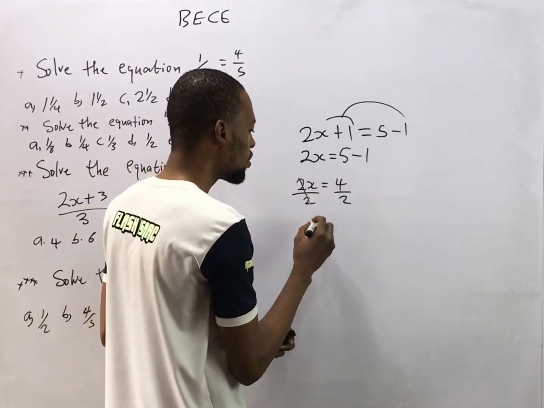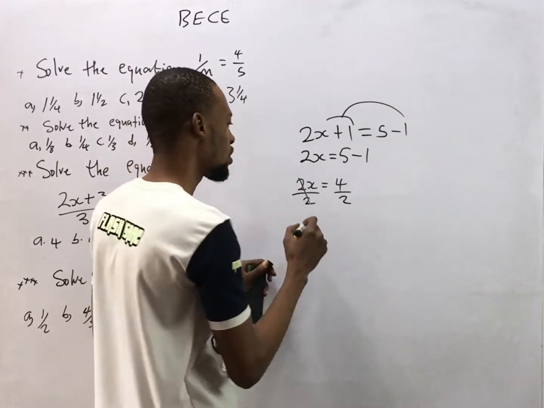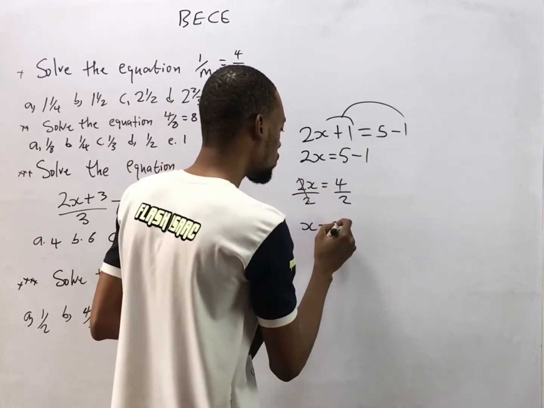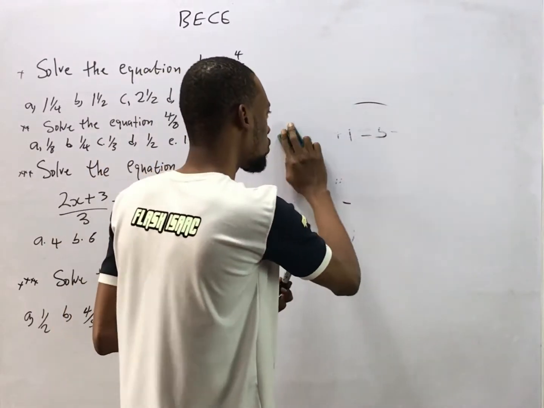So 2 divided by 2 will give you 1. This will give you 1s, which is the same thing as s. So here we have s is equals 4 divided by 2 is equals 2. So the answer here is 2. This is how you solve basic equations.